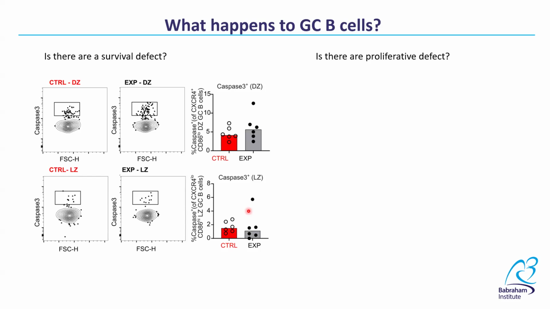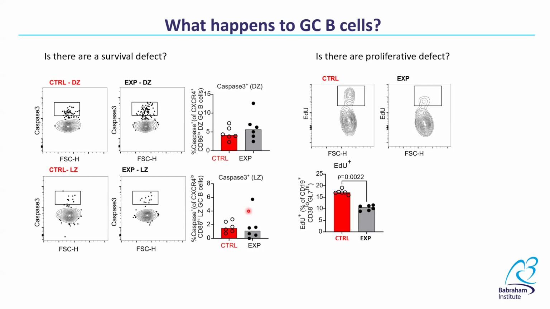So is there a proliferative defect? Is that the reason why the germinal center numbers are going down and why we have a reduced size of the dark zone? So we gave the mice EdU. EdU is incorporated into the DNA and so marks proliferation. And what you can see in the flow plot here, which is gated on germinal center B cells, is that whilst we have a good portion of EdU expressing cells in our control mice, it's significantly down in the experimental animals. And you can see that here. It's about a 40 to 50% reduction.